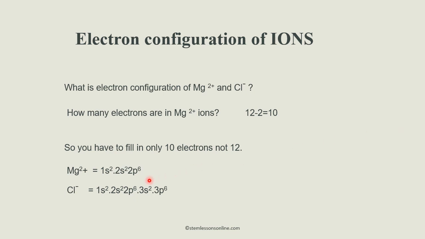Chloride ion, 1s2, 2s2, 2p6, 3s2, 3p6. So how many total electrons here? 6 plus 4, 10, 10 plus 2, 12 plus 6, 18. Can you figure it out? This one is 10 and this one is 18. So when you write the ion configuration, can you see some similarity between the ion configuration and the noble gases?